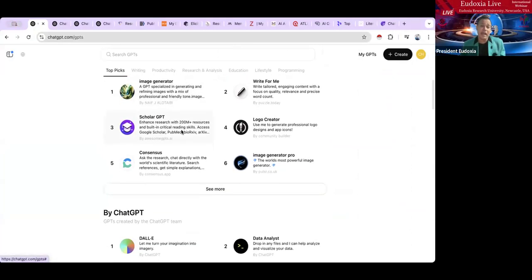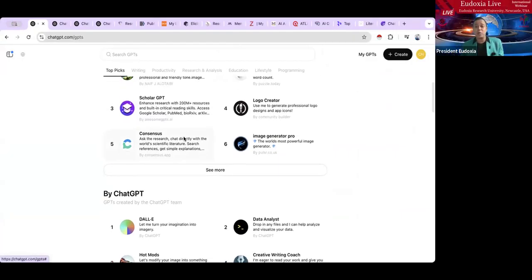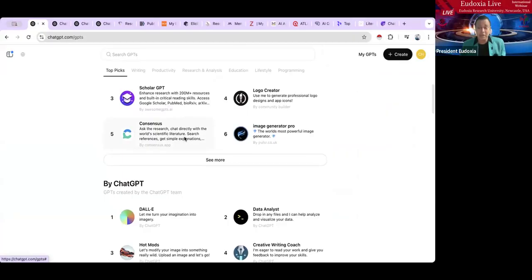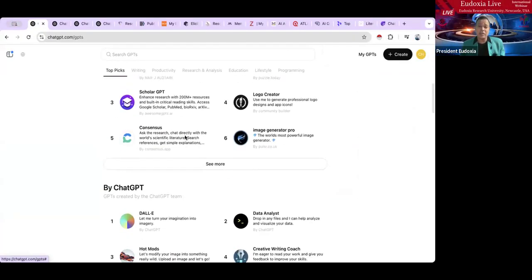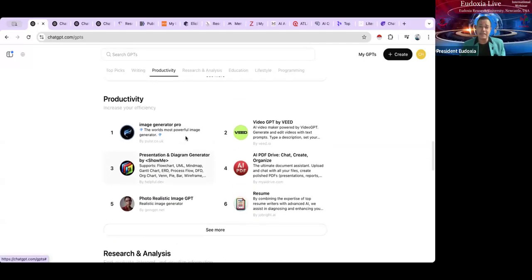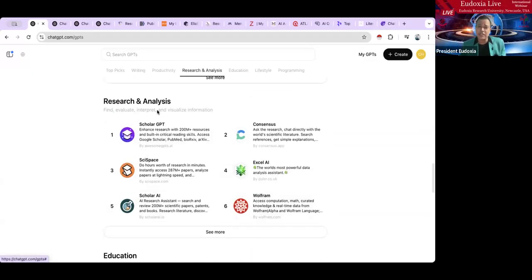And if you are in the IAP or IAP PDF program, definitely you will learn how to use these things. You have to be practical, you have to be a practical person to use this. So you see that there are different numbers of GPTs present here. You can see productivity also. If you need, you can go for that. For research and analysis, you see that Scholar GPT is there. So many are there.